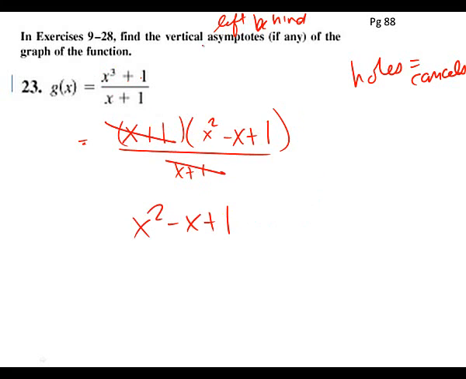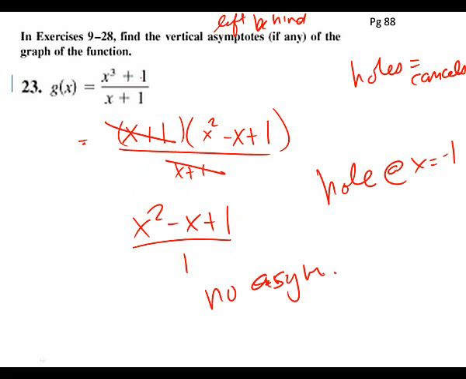So do I have any vertical asymptotes? Is there anything left in the denominator? No. So I do not have any vertical asymptotes, but I do have a hole where? Hole at x equals -1. Is a hole removable or not removable? Removable. Removable as a hole. Is an asymptote removable or non-removable? Non-removable is an asymptote. So I would say this one doesn't have any asymptotes.